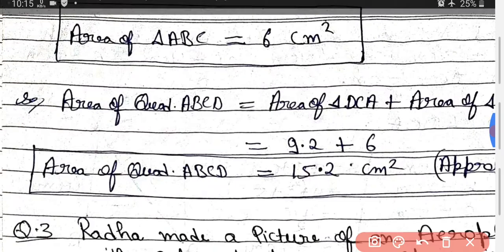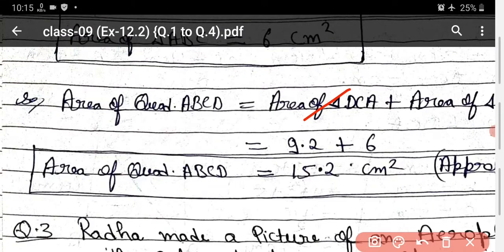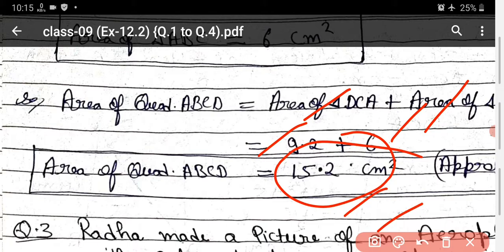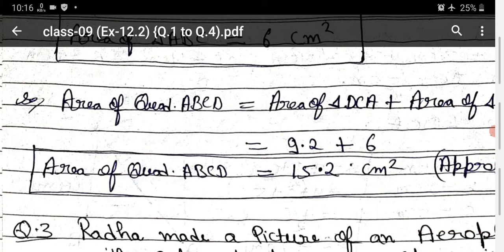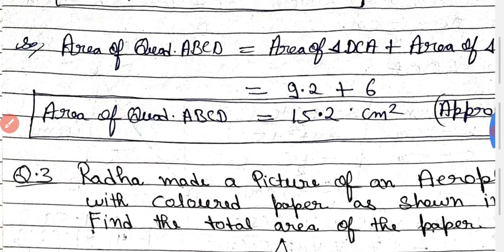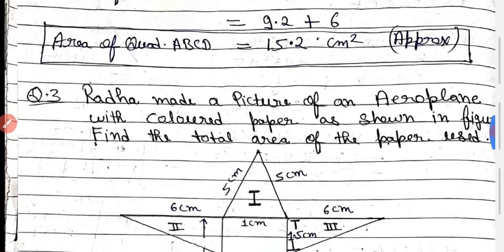Now what is the area of the quadrilateral? Area of the quadrilateral is equal to area of the first triangle, I am writing here triangle DCA, plus the second triangle, that is triangle ABC. Now 9.2 plus 6, what will you get here? 15.2 centimeter square. It is the approximate value, so you have to write approx here. So the area of the quadrilateral is 15.2 centimeter square.